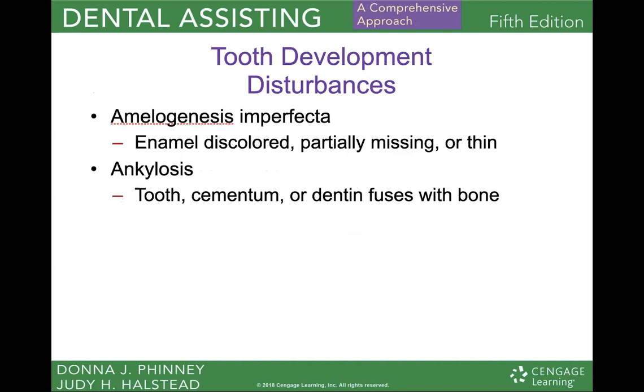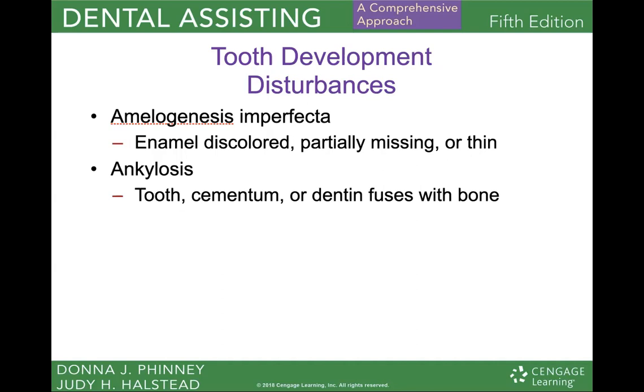The following are tooth development disturbances. Amelogenesis imperfecta is a genetic condition of the teeth in which the enamel is discolored, partially missing, or very thin. Ankylosis is a condition in which the tooth, cementum, or dentin fuses with the alveolar bone, restricting movement of the tooth as well as eruption.